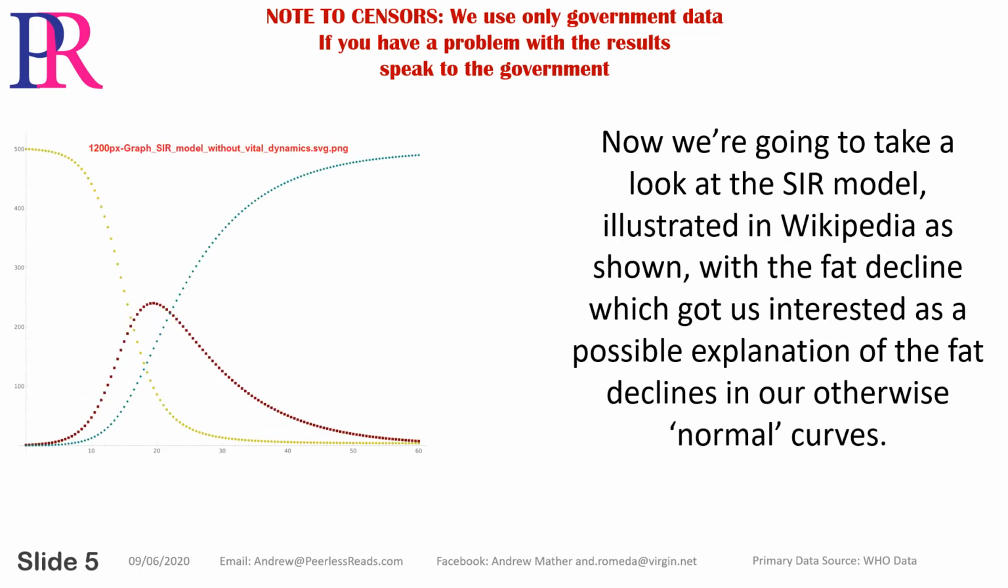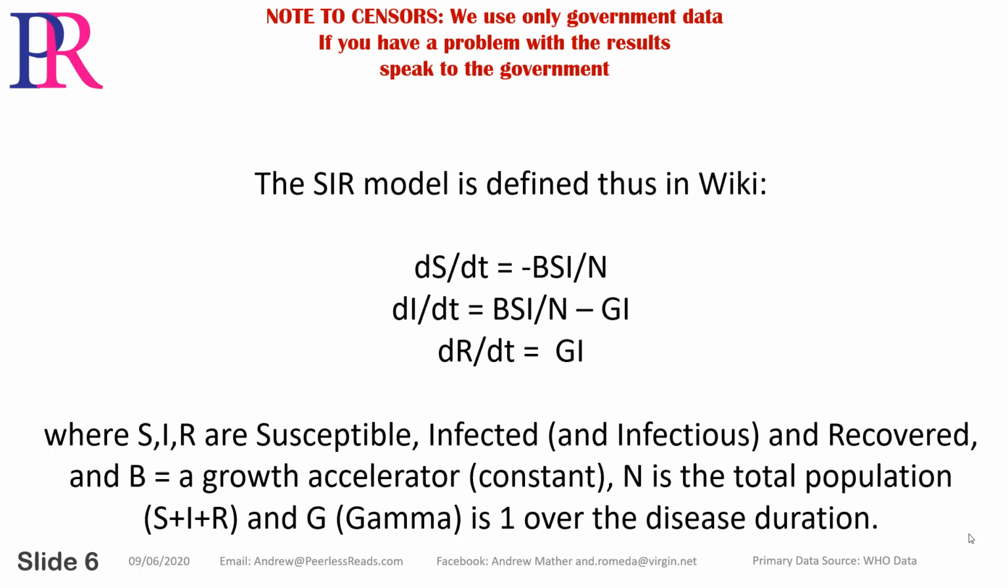Now we're going to take a look at the SIR model, illustrated in Wikipedia as shown, with the fat decline which got us interested as a possible explanation of the fat declines in our otherwise normal curves. The SIR model is defined thus in Wiki.